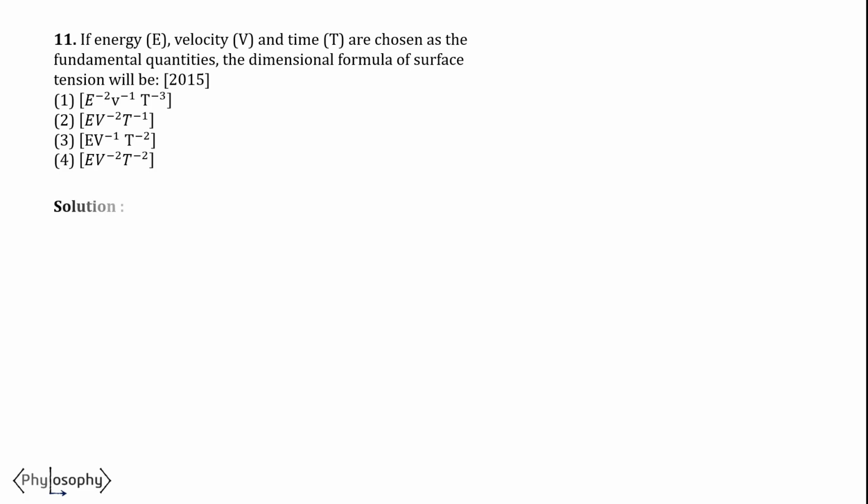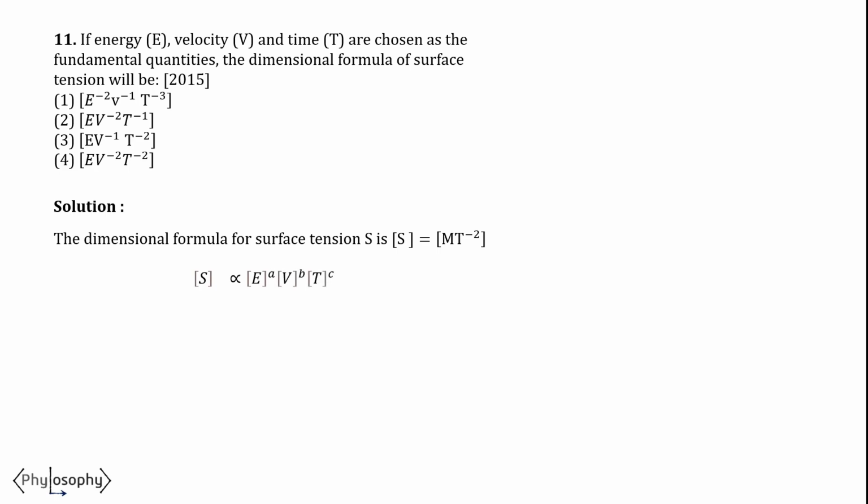So to solve this problem, we need to know the dimensional formula for surface tension, energy, velocity and time. We know that the surface tension is defined as force per unit length. So the dimensional formula for surface tension will be M T to the power minus 2. Now let's assume that surface tension depends on energy E, velocity V and time t up to some arbitrary powers of a, b and c. Then we can write S is proportional to E to the power a, V to the power b, t to the power c.